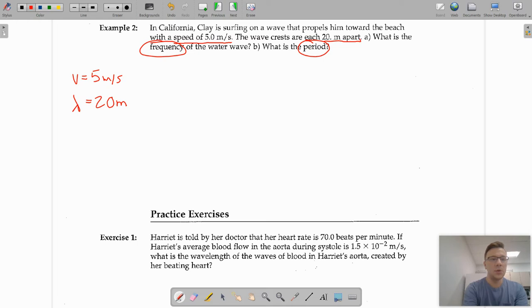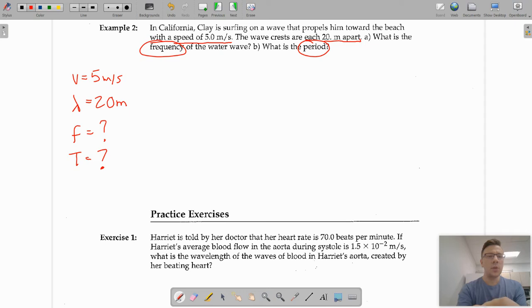It wants to know what is the frequency, and then also what is the period. Now, once we solve for frequency, we can easily figure out what period is. So we'll do that first. We'll solve for part A first, and then we'll move on to part B.